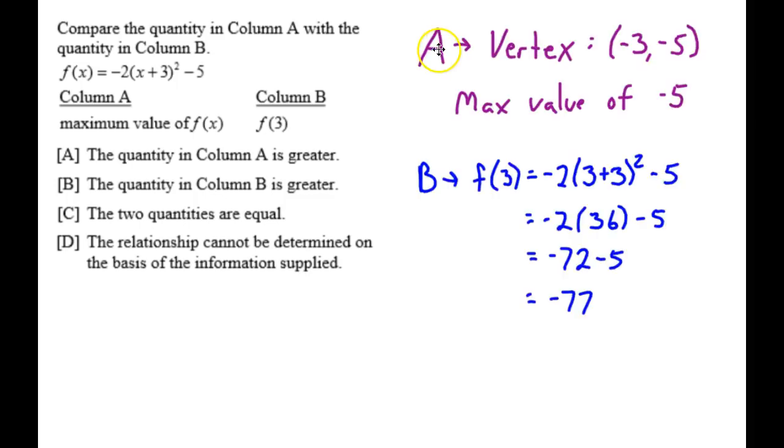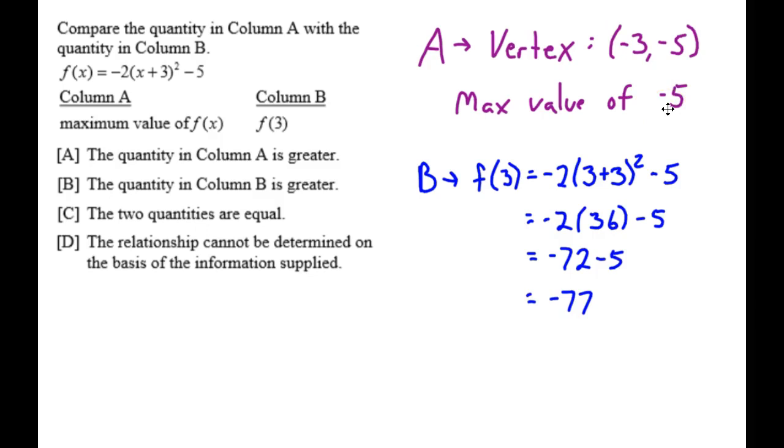So first we can find the value in column A, which is the maximum value of f of x. I know this is a quadratic equation, so it's going to be a parabola, that U-shape. It's either going to open up or down. This case is going to open down because our a value is negative. So if it opens down, I know the maximum value is going to occur at the vertex. So if it's in vertex form, I can quickly identify the vertex that occurs at (-3, -5). So the maximum value is going to be the y value, which is -5.